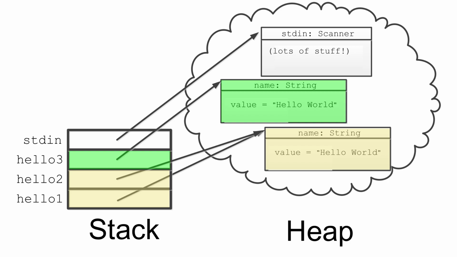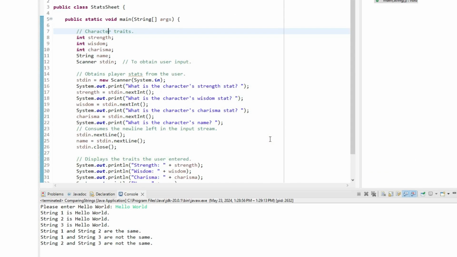And without getting into the weeds here, I'll just say that the reason hello1 and hello2 are the same string in memory is because they are literals. Java has an optimization that recognizes when two literals are the same string. So rather than duplicate the memory, it has the variables reference the same string. Now let's talk about how we can properly compare strings so that we're comparing the characters that make up the string, their values, rather than their addresses in the heap.